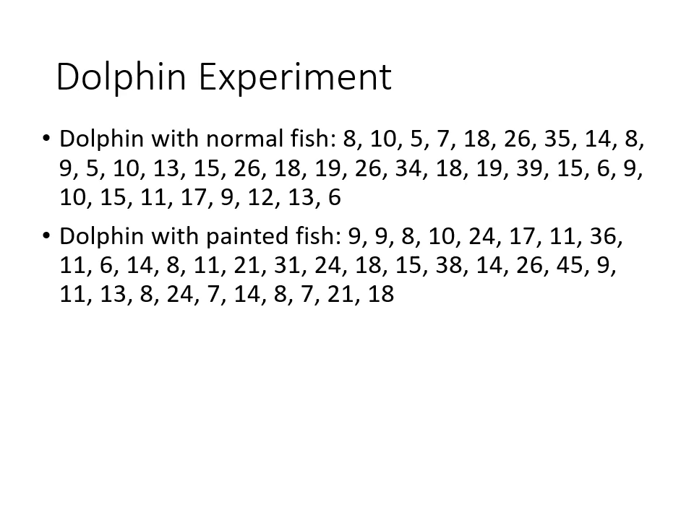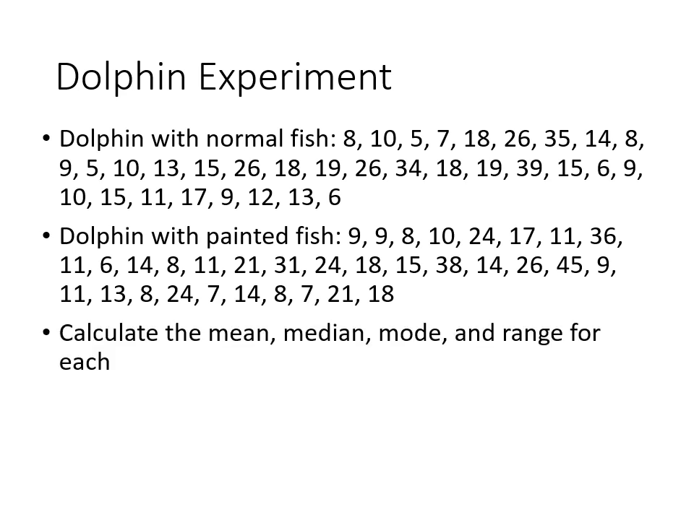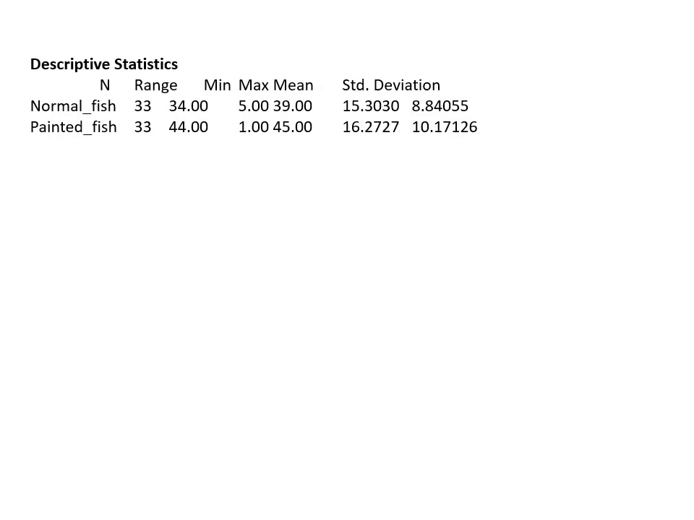So if we do our dolphin experiment, and these are the times it took for the dolphins to catch the fish that were normal, and then we have our other group, which was our painted fish. Okay, the first thing we would do is our descriptive statistics. So we'll calculate the average, median, mode and range for each. And then we would look at the statistics. So here our range is 34 and 44.